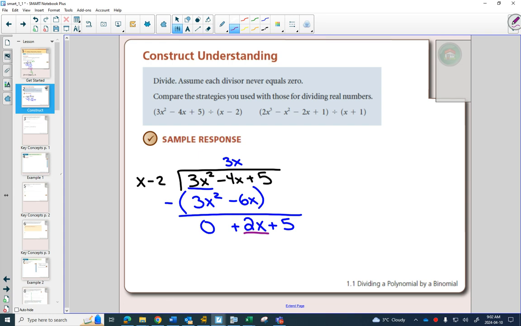Is there something that I can multiply here to get as close to 2x as possible? Yes. Can you see that you can multiply by 2? So I will put a plus 2 here. 2 times x perfectly is 2x. 2 times negative 2 is minus 4. Put it in brackets and subtract. 2x minus 2x is 0. 5 minus a negative 4 is 9. That will be your remainder.